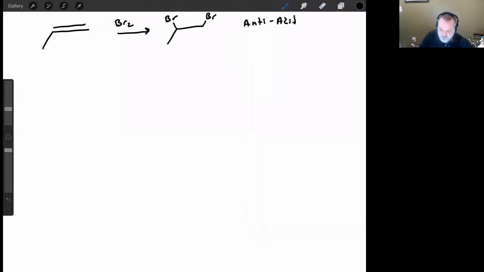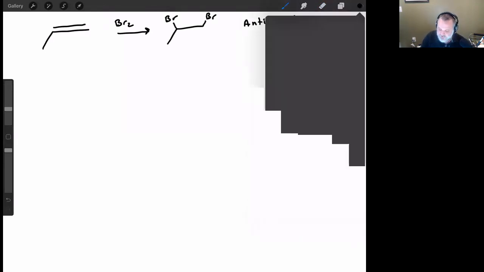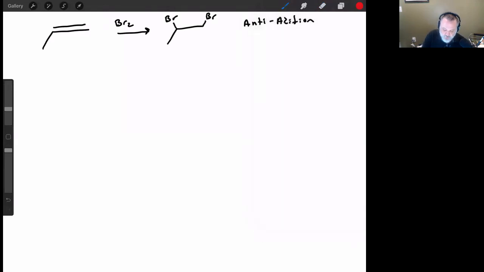So we started here yesterday. This is where we were. We were talking about the addition of Br2. And this adds Br across the double bond. There were a couple of things that we had to consider: this was anti-addition, and the other thing we had to consider was the mechanism. The reason that we had to consider the mechanism was because that explained the stereochemistry.